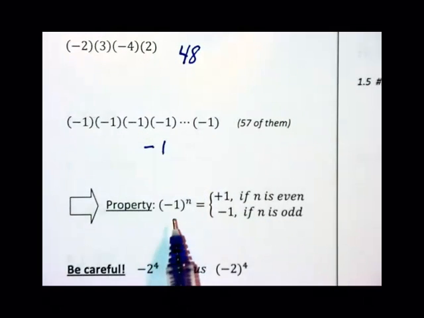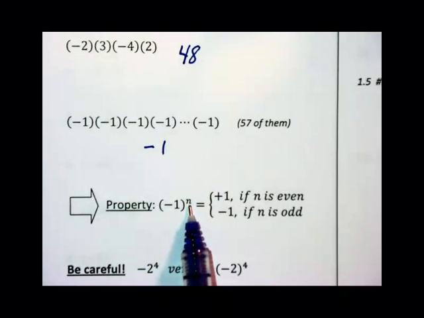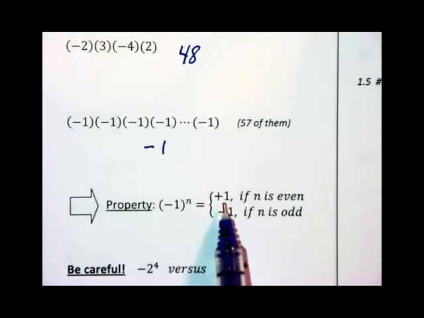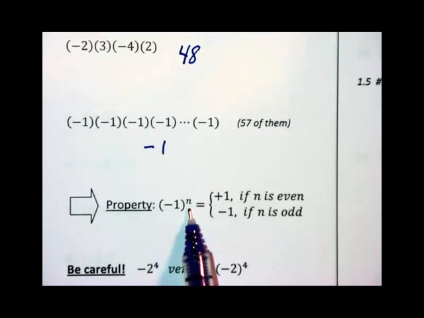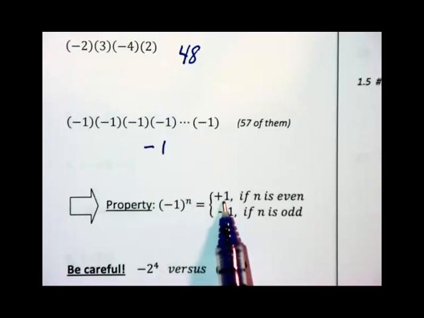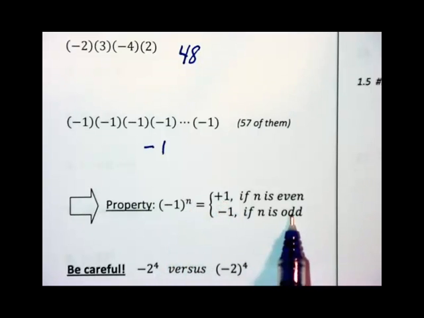If we have a negative being multiplied by itself n times, the product will either be positive or negative depending on whether n is even or odd. If n is even, you have an even number of negatives that you're multiplying together, and the product will be positive. And if there is an odd number of negatives being multiplied together, the product will be negative.